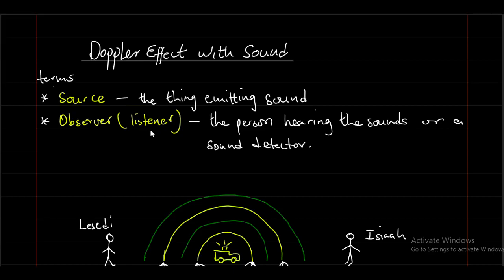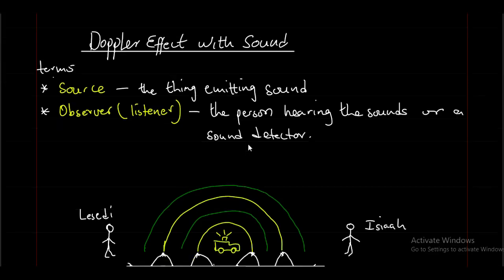This is a little clue that you might find handy, because I will talk about the source, the listener, or the observer. So you must know that when I talk about the source, I'm talking about the thing that is emitting the sound waves, and the observer is the person hearing the sounds, or at times a sound detector placed at some point to record the waves transmitted by the sound source.